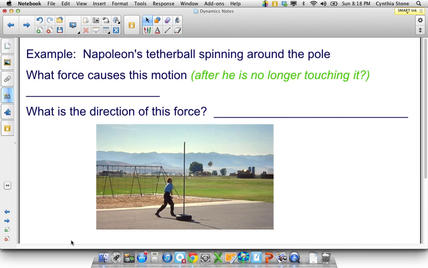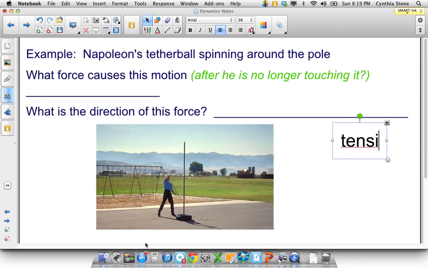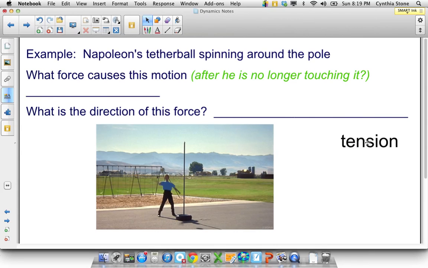So here's Napoleon playing tetherball, and if I haven't showed you the SciShow video on this yet, then I will soon. But what force is causing, so he pushes on the tetherball, and what force causes the motion? And once again, anytime it's a rope or something like that, it's tension, and I bet you can guess the direction of that force. Actually, the direction of the force is on an angle, isn't it? Because the string, actually that looks like there is no string, which is kind of cool too. But we know the string on a tetherball kind of goes this way.